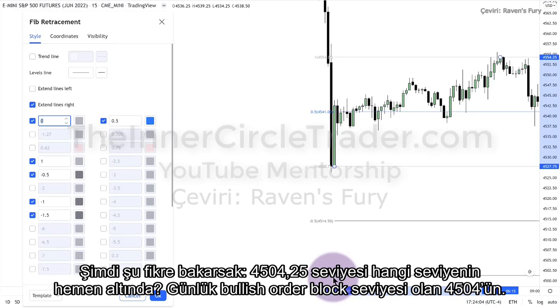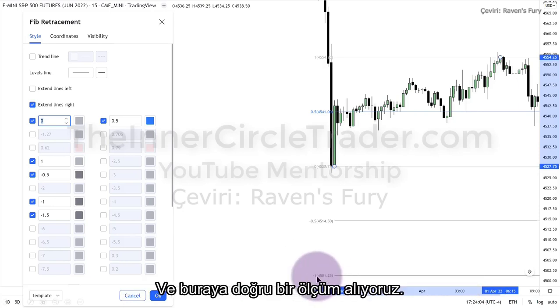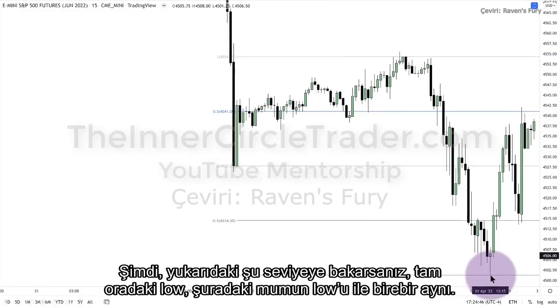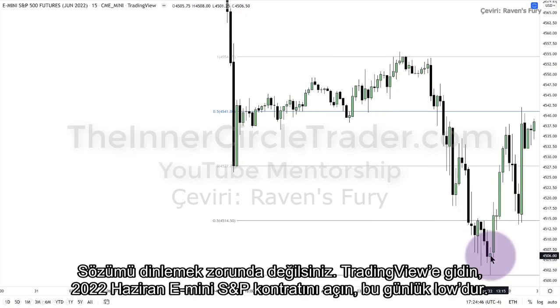So if we look at the idea that 45.04.25 is just below what level? That daily bullish order block at 45.04. Well, at 45.04, and we're getting a measurement down here, that means we could see it trade down to that level here. Now, if you look up here at this level right there, that low is exactly the candle's low right there. Don't take my word for it. Go over to TradingView, pull up the June contract for 2022, E-mini S&P. That is your daily low.